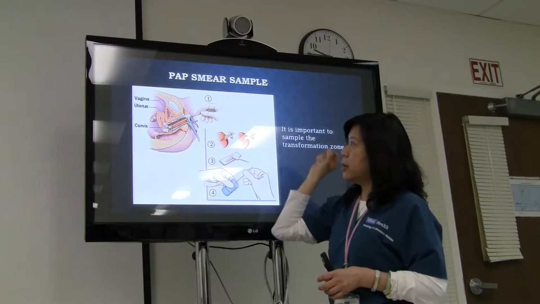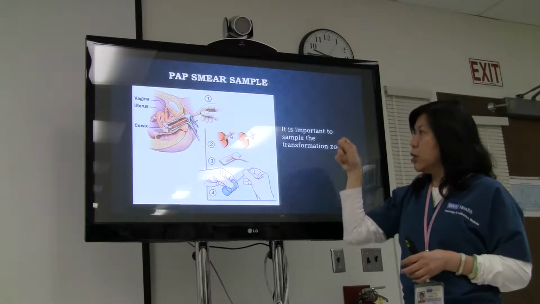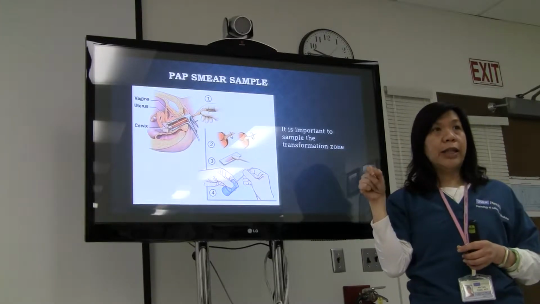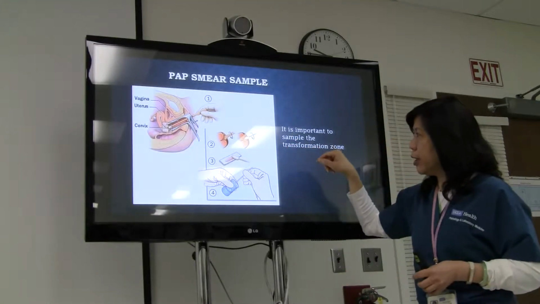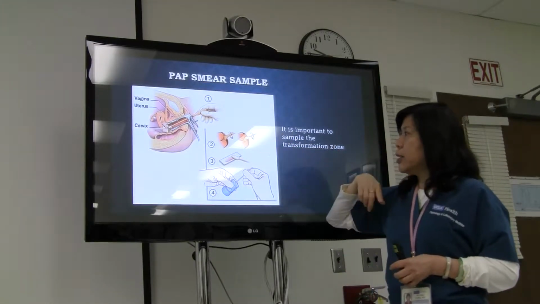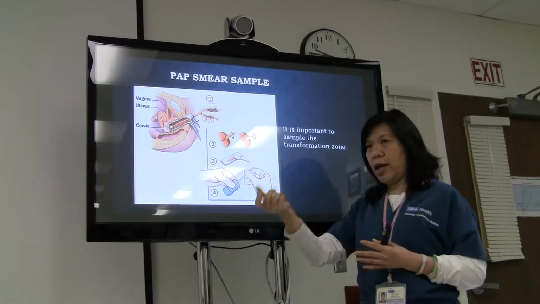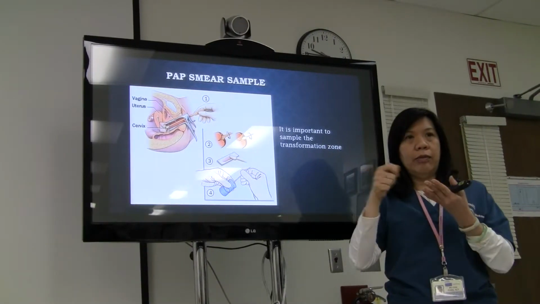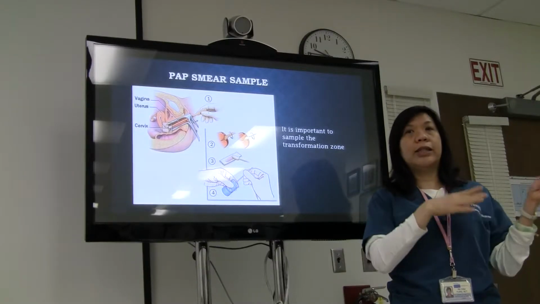What they do is they insert a little brush, get into it, scraping around the ectocervix and the endocervix area, and then they remove it. Okay. There are several ways of doing a sample. You could directly take that brush out and smear it on a glass slide, fix it in alcohol, and send it to the lab.